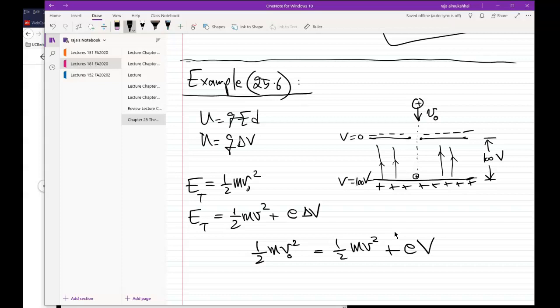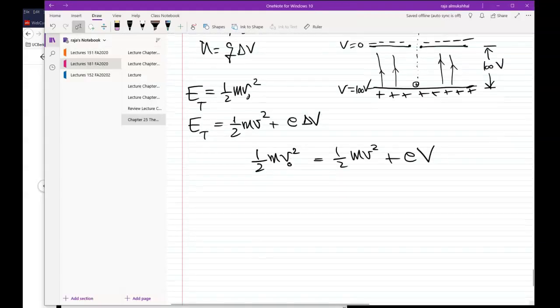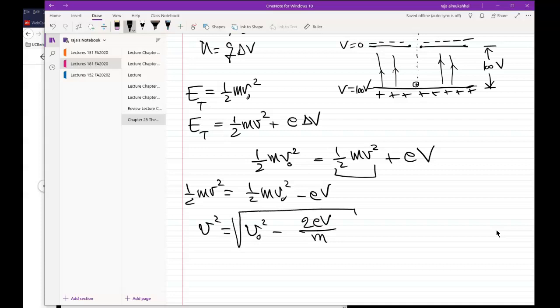And what is he asking for? He wants the velocity. So just solve for the velocity from here. That's 1/2 mv0 squared minus EV equals 1/2 mv squared. So v squared equals 2 over m times the quantity v0 squared minus 2eV over m, under the root. You see what I'm saying?